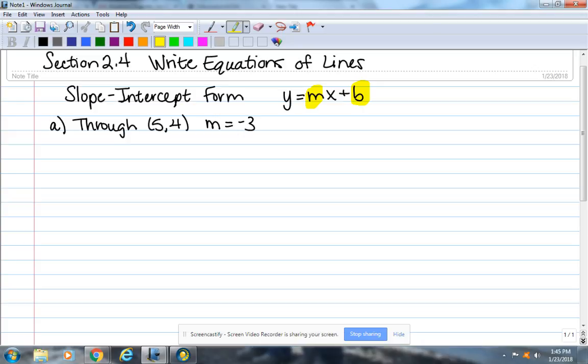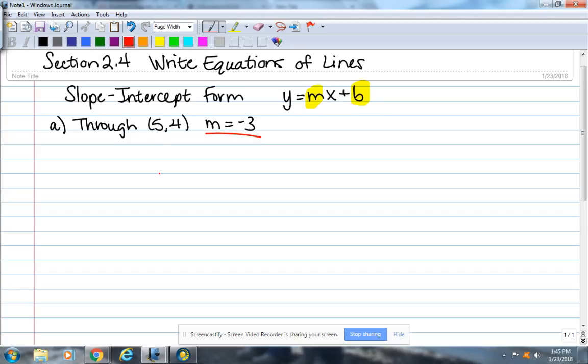So, in problem A, they want us to go through the point (5, 4) and have a slope of negative 3. Did they give us any of that information that we need? What do they not give us? They're not giving us the y-intercept. Yeah, they gave us the slope. m is slope, so they gave us that part. They did not give us b. So we've got to get b.